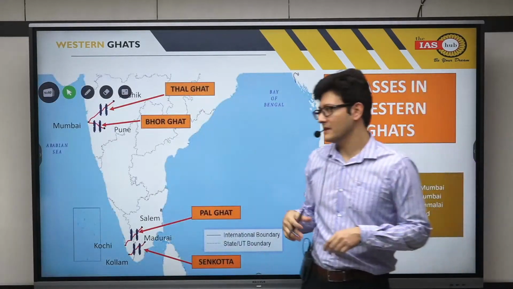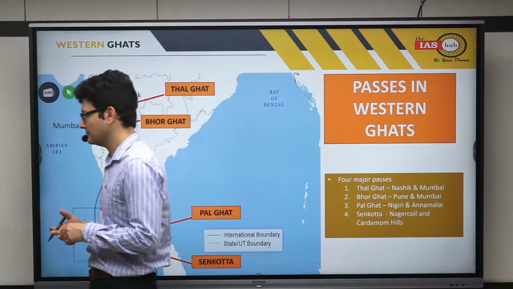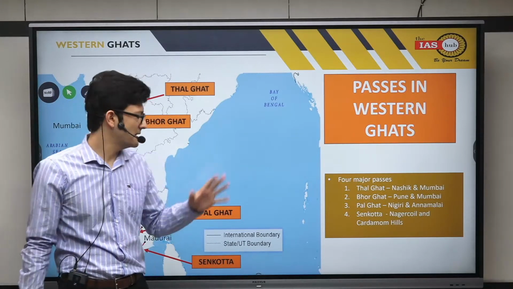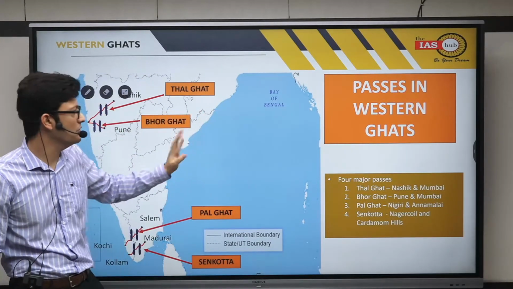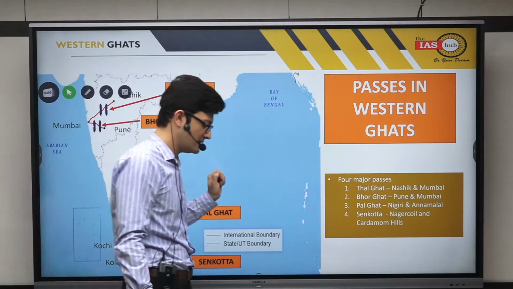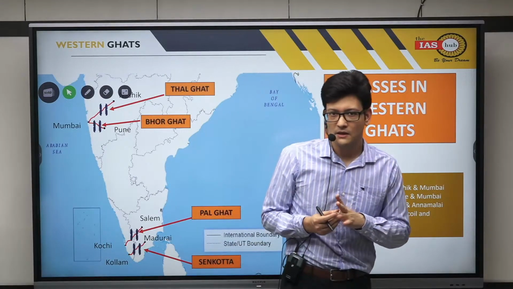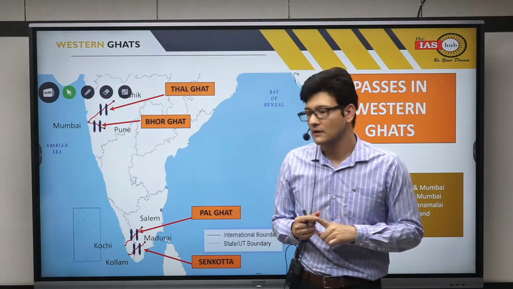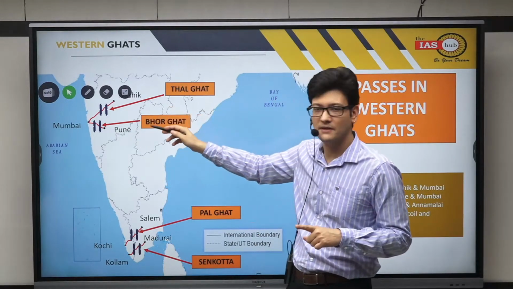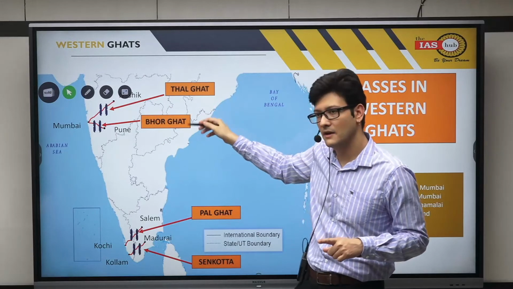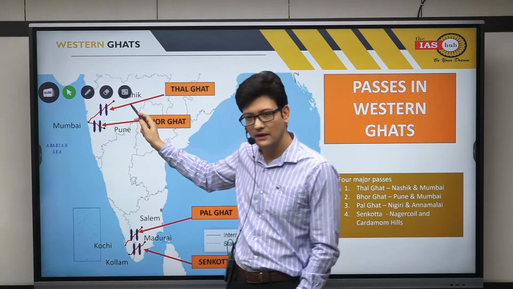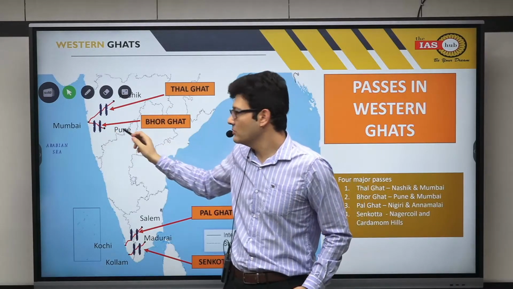Now, as we have discussed a few of the passes in the Himalayas, similarly there are certain passes which you should know which are present in the Western Ghats. These passes are Thal Ghat, Bor Ghat, Pal Ghat, and Shenkota. Thal Ghat and Bor Ghat are basically present in the northern Sahyadris. Thal Ghat connects Mumbai to Nashik, and Bor Ghat connects Mumbai to Pune.